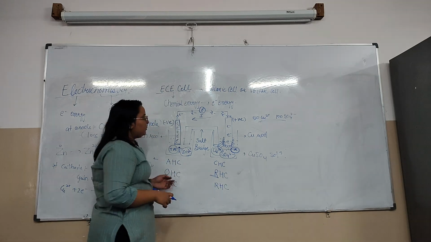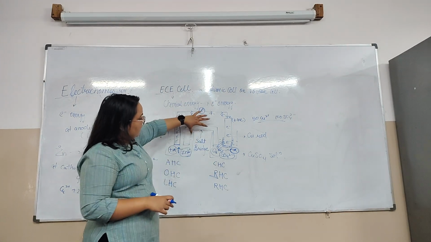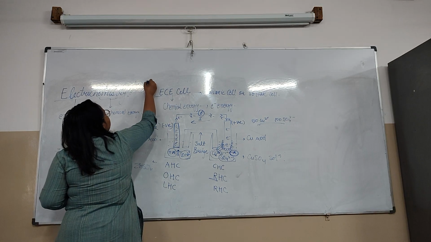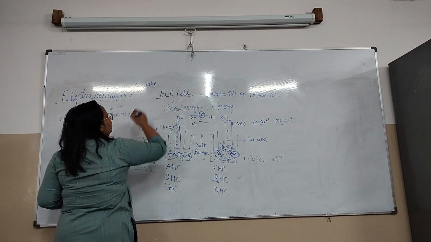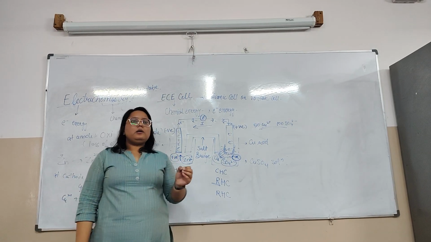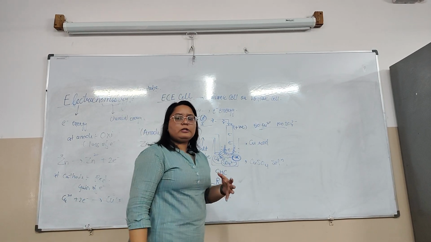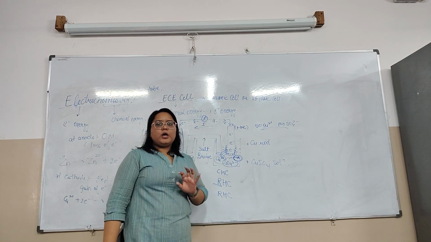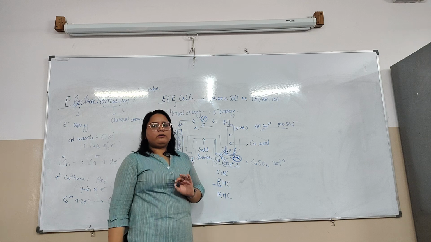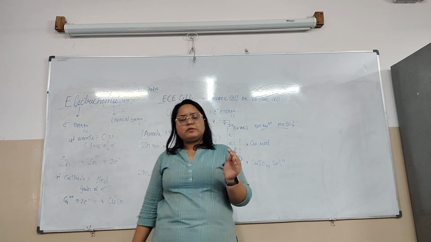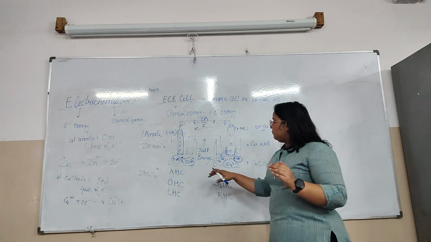Okay, what is a salt bridge? It's an inverted U-tube, filled with inert electrolyte. Inert means those electrolytes which do not participate in the overall cell reaction. We will see how we write the overall cell reaction, the left half cell reaction, and the right half cell reaction, everything we will see.